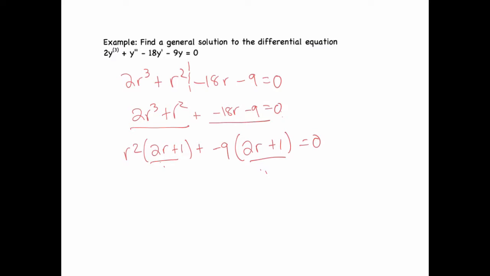And the idea with factoring by grouping is we're actually going to factor out our GCF, which is that set of parentheses. So 2r plus 1 is getting factored out in front, and that leaves behind r squared plus negative 9, or r squared minus 9. And now that can be factored further. So our fully factored version of this one here is 2r plus 1, r minus 3, r plus 3.